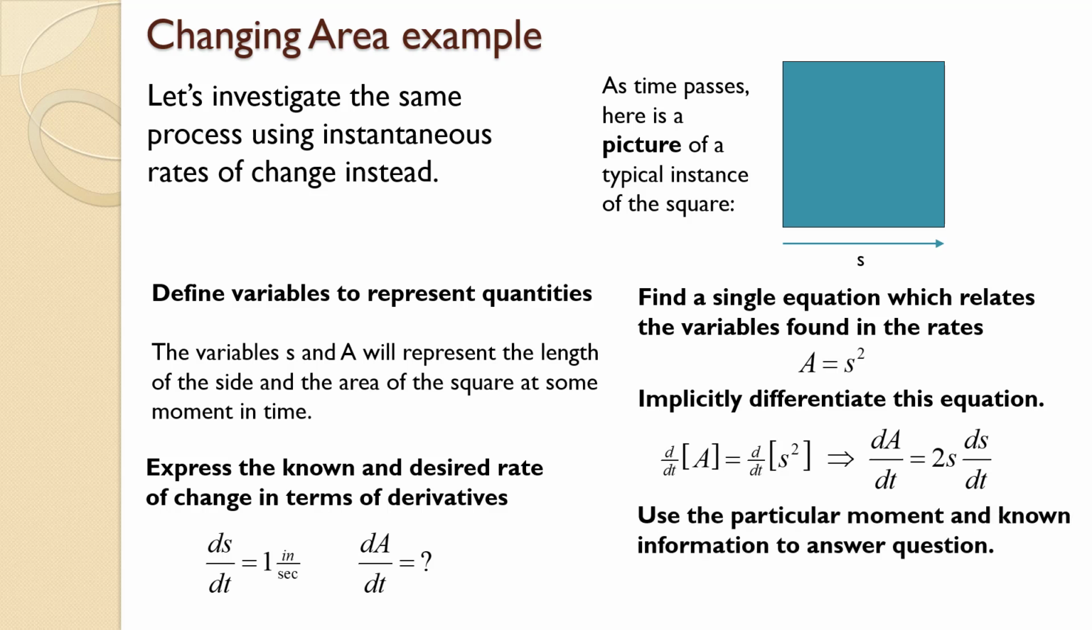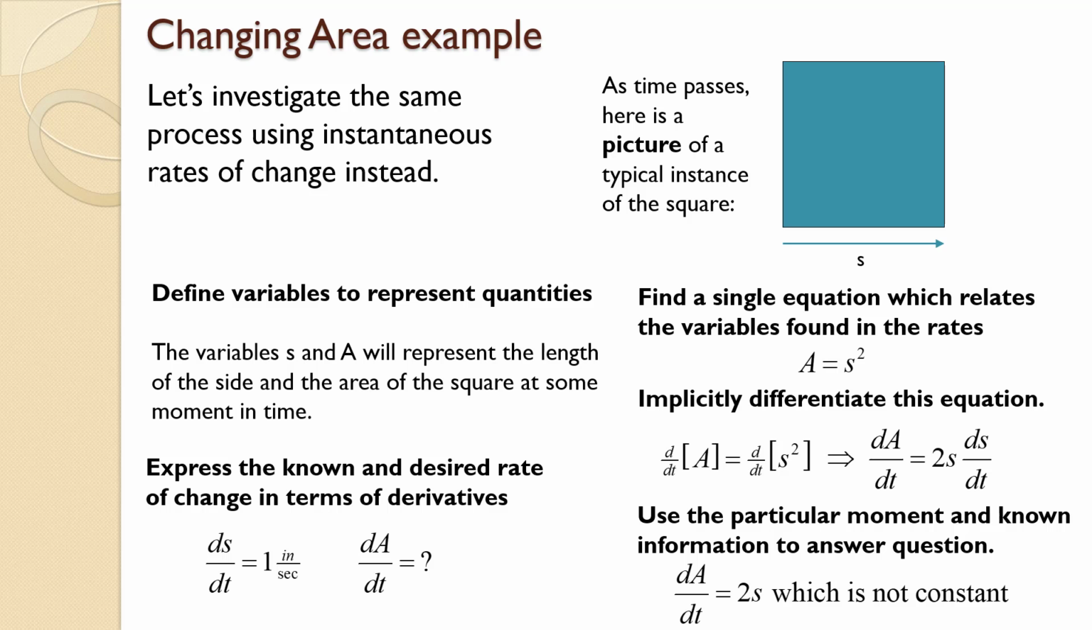Now we use the information we know about this particular moment in order to answer the question. I wanted to know something about the rate of change of the area. I know the rate of change of the side. I'll just replace it. So the rate of change of the area will then just be 2 times s times 1, because ds/dt is 1. But that would then mean that the rate of change of the area is 2 times s, and s is not constant, remember?